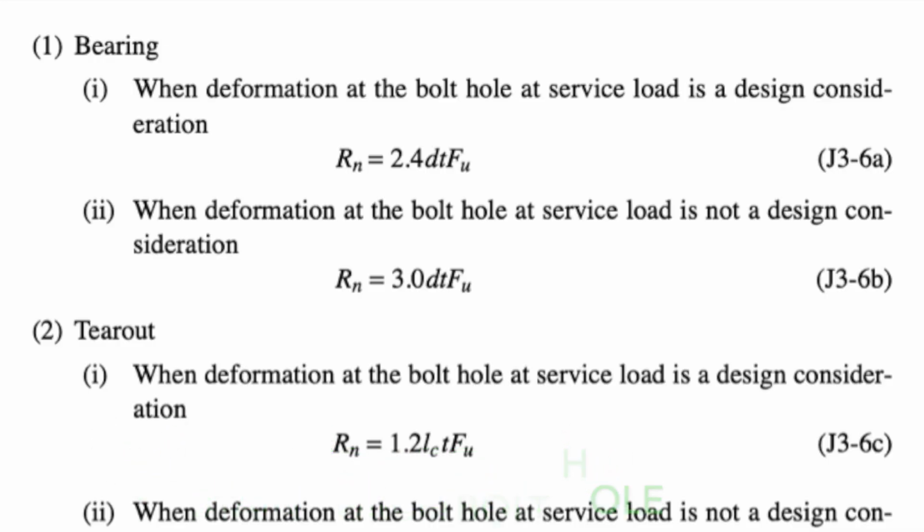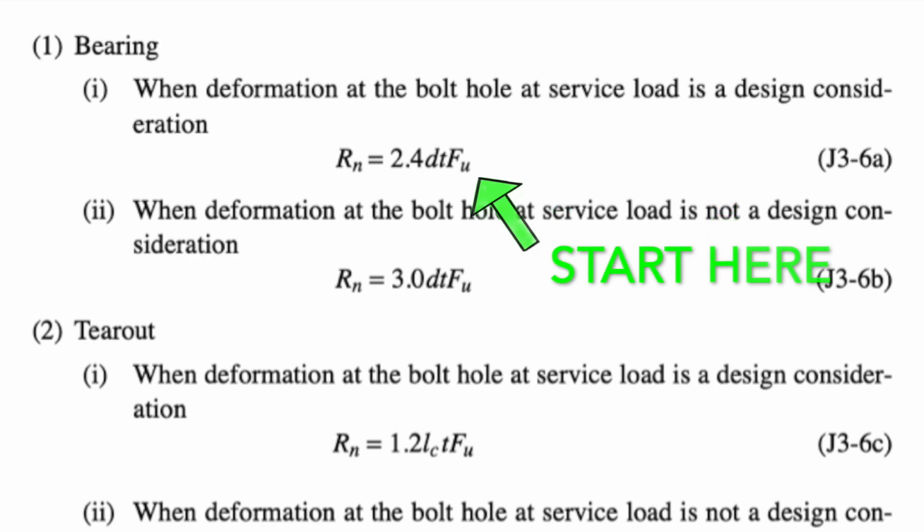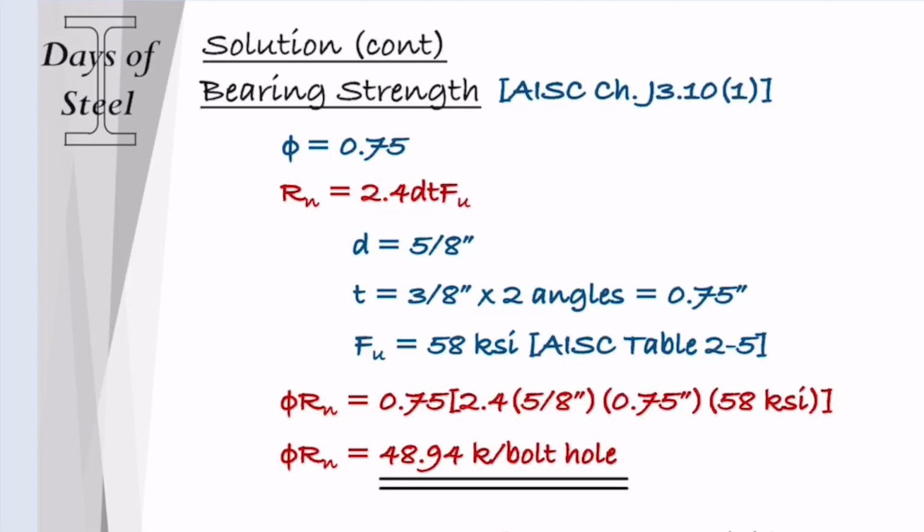Most often, deformation is an important design consideration, therefore we will utilize J3-6a to account for it. When computing bearing strength, d is the diameter of the bolt and not the hole, because the bolt is what is physically bearing on the plate. t is the thickness of the member, and in this case we are doubling it because we have a double angle.